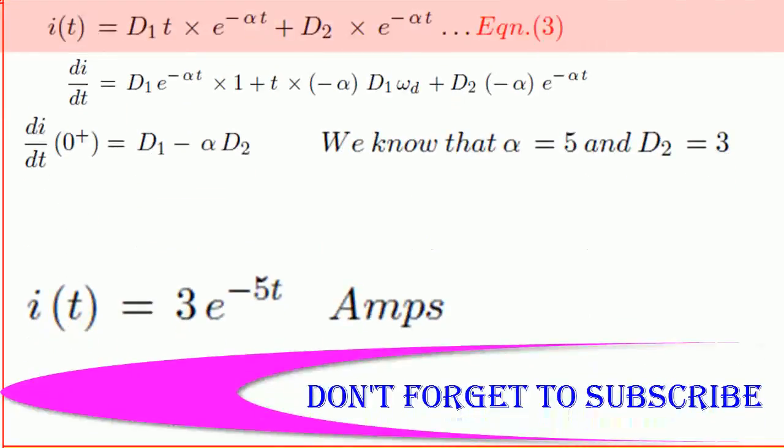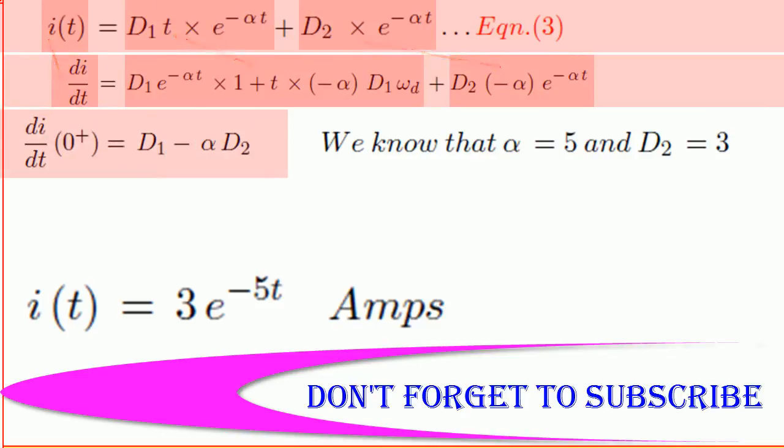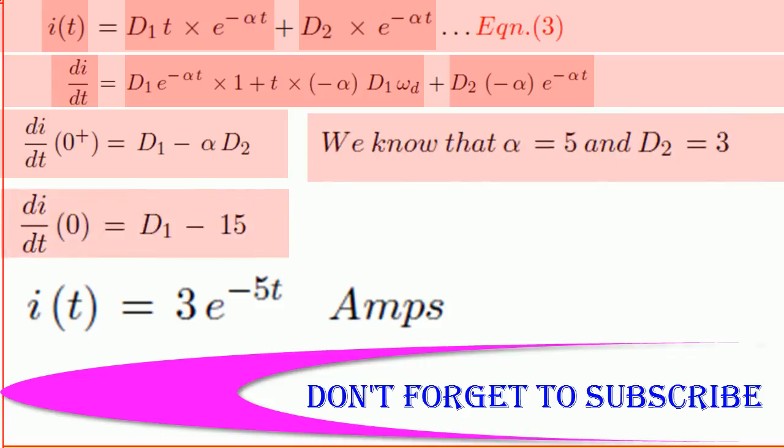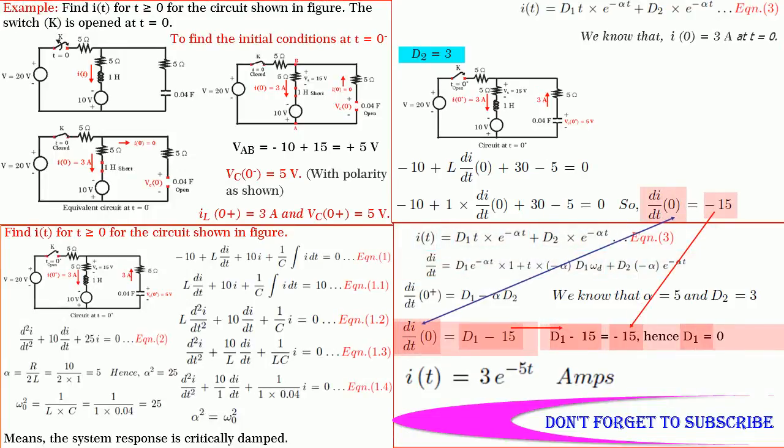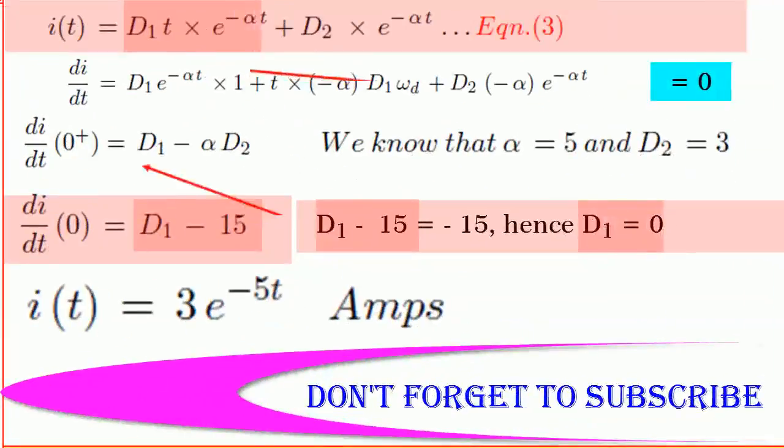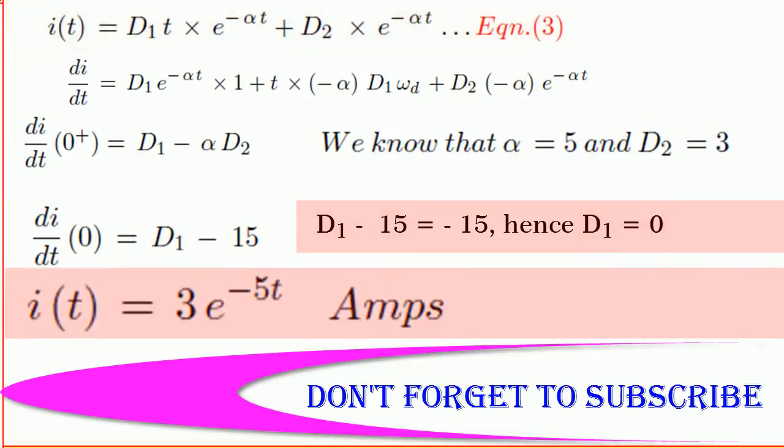Now, by taking equation 3 and finding di/dt, we get di/dt(0 plus) equal to d1 minus alpha d2, and by substituting the values, we get di/dt(0 plus) equal to d1 minus 15. Hence, by equating the right hand side of the results for di/dt(0 plus), we get d1 equal to 0. So, by substituting the values in equation 3, we get the complete solution i(t) equal to 3 e to the power of minus 5t.